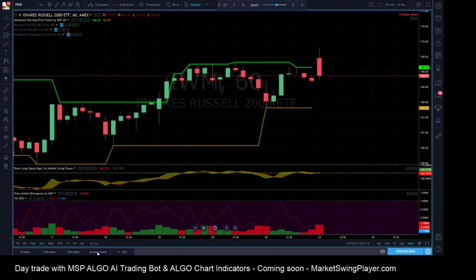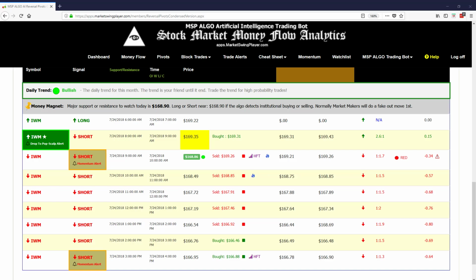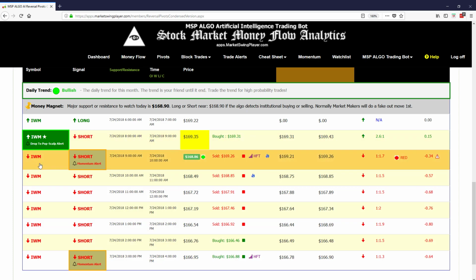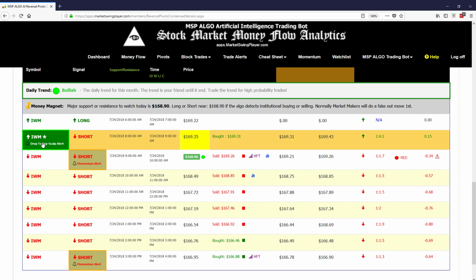So let's go back to the app. In essence, it's saying that this is most likely some sort of trap play. It's saying price was popping, yes, but before it continues in the future, it's going to drop. So it's not the best long opportunity here.